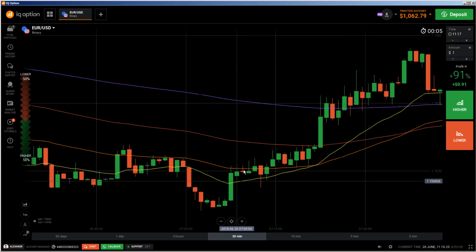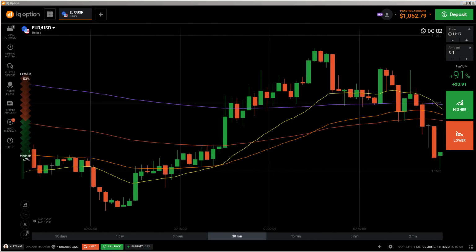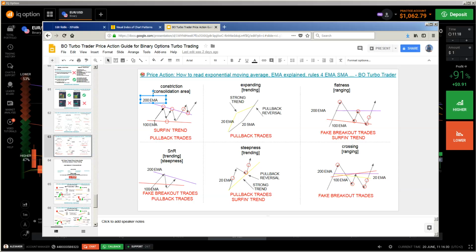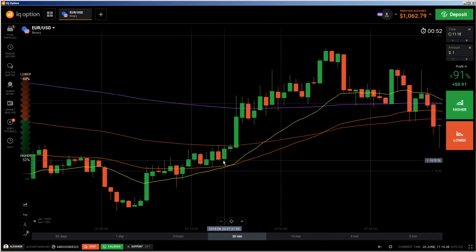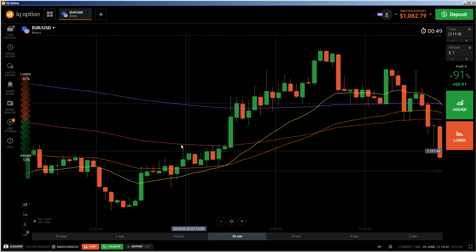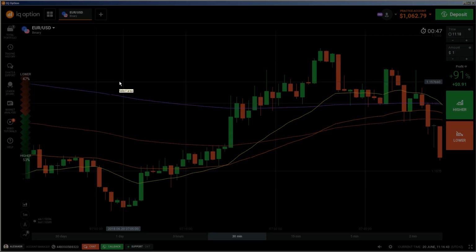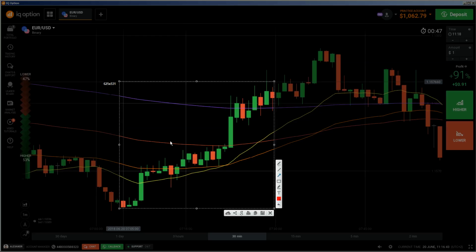So here again, you see constriction here also. Let me show you this again. Constriction, getting together, and you enter on one of those edges, or if there is a breakout, that would be here in this case. Let me show you the constriction of this one, for example. Here you have the 100 EMA, and here you have the 50 EMA. The price is in between, and on the pullback after the breakout and the rejection from here, you can trade this kind of candle, the breakout candle, after the flat breakout.